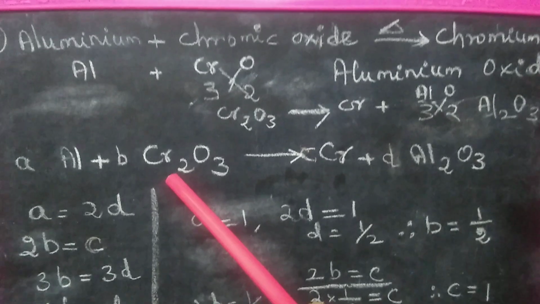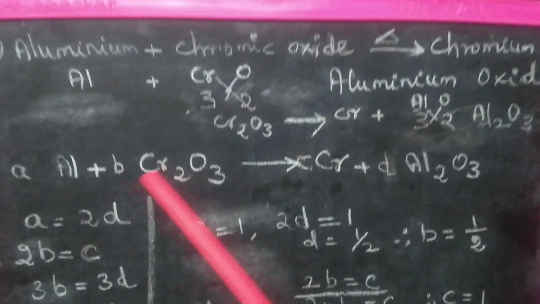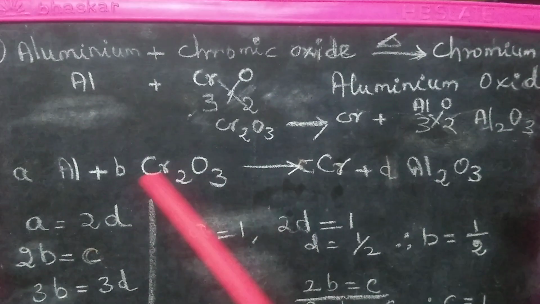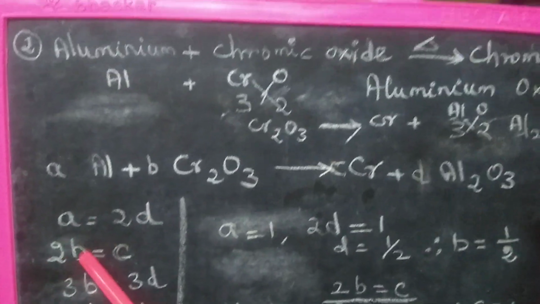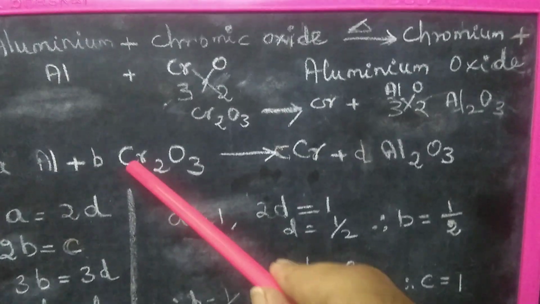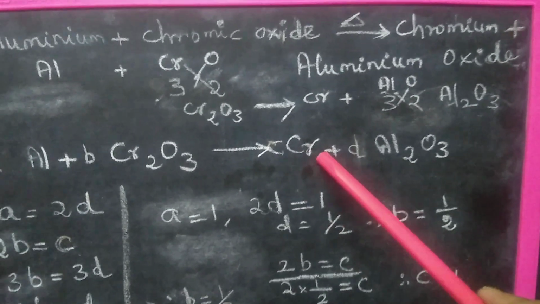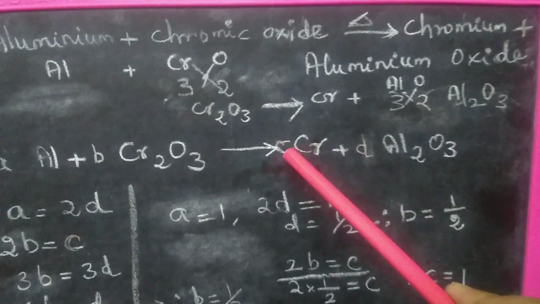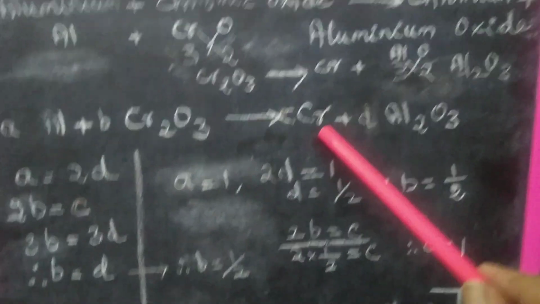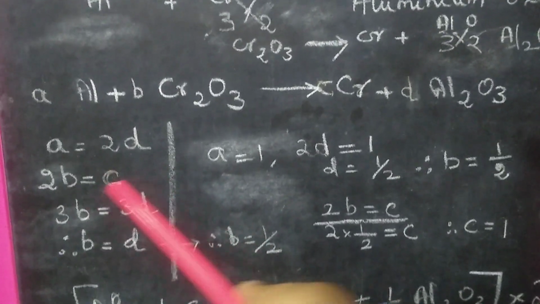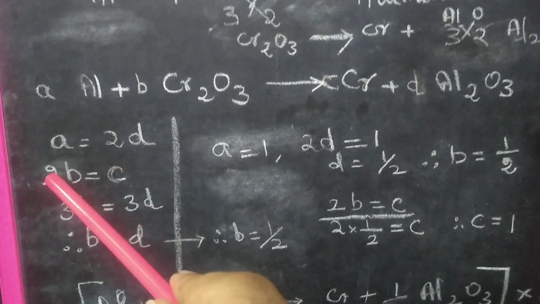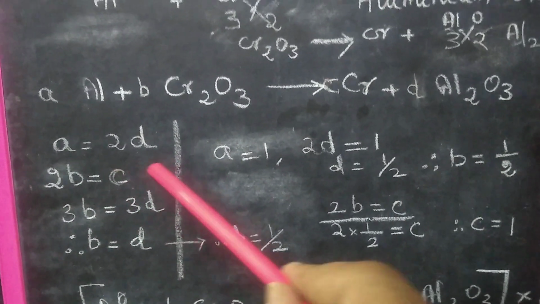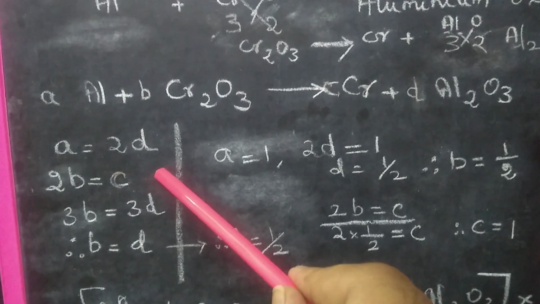What is the next one? Chromium. How many chromium here? 2. And what is the number in front? B. Multiply these two numbers: 2B. Therefore, 2B is equal to, where the same chromium in the product side here. How many chromiums here? Only 1. And what is the number in front? C. Therefore, 1 into C is equal to 1C. Therefore, 2B is equal to 1C. So 1 we did not write. Let us consider this as equation number 2.